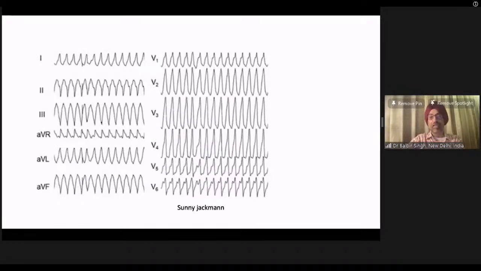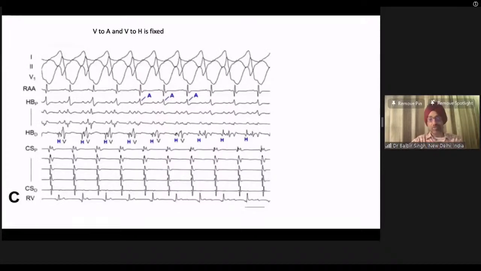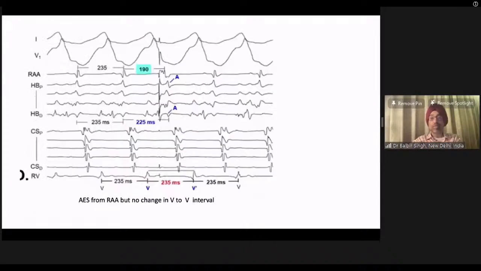Let's look at Sunny Jackman's clinical case example. This is a tachycardia very similar to what I showed you just now, a right bundle branch block morphology, broad QRS tachycardia with 1:1 VA response. See, the HV is negative in this tachycardia. Each V is followed by an A, exactly like what I showed you. The earliest activation of the A was close to the His bundle catheter. So it could be retrograde through the AV node, or it could be another pathway.